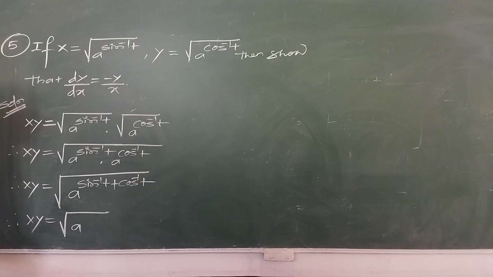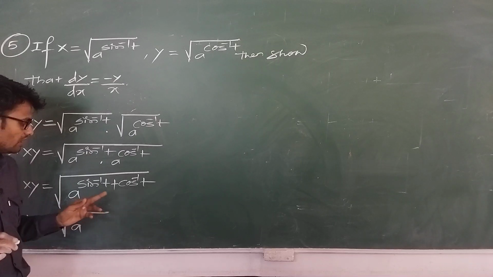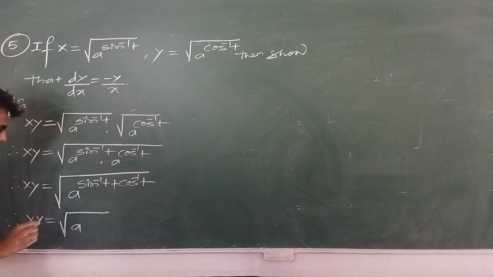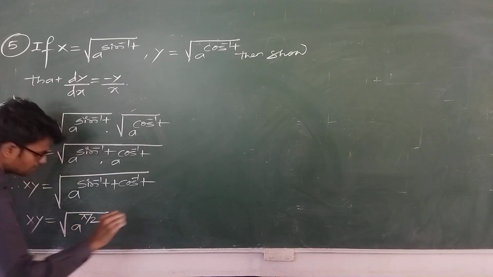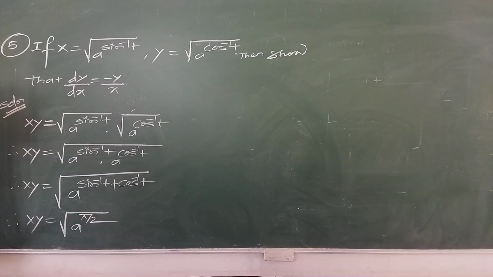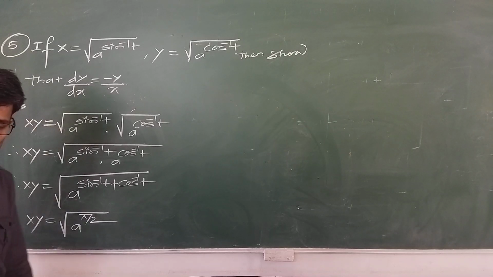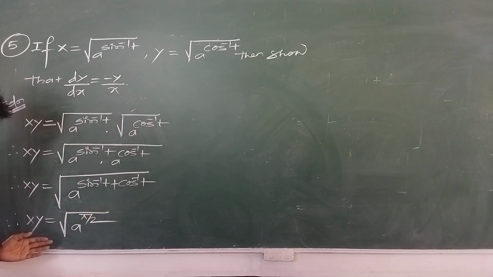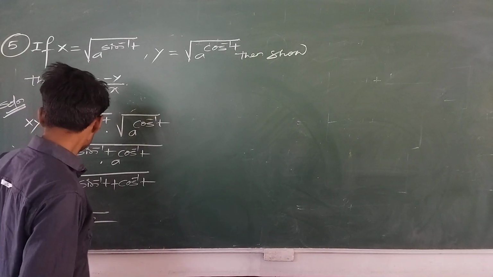We are having the properties of inverse trigonometric functions. The value of sin inverse t plus cos inverse t is pi by 2. So xy equal to square root of a raised to pi by 2. Now you differentiate this.